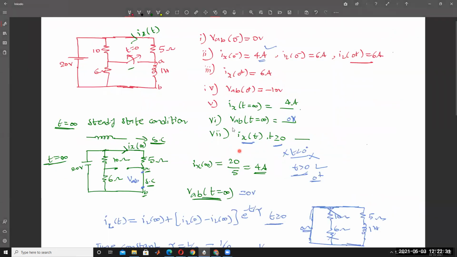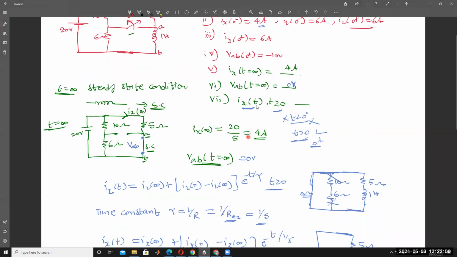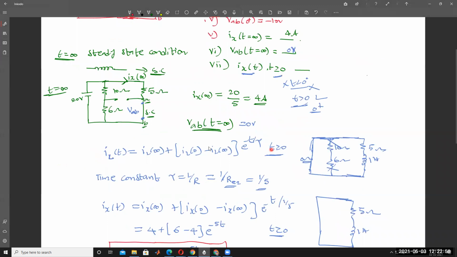And then finally, x of t at t equal to infinity. In the steady state condition, the inductor is short circuited and the switch is open. The current flowing through the 5 ohm resistor is 20 divided by 5, so we get 4 amps. And VAB at t equal to infinity means the inductor acts as a short circuit. Under short circuit condition, the voltage across this is 0 volts.